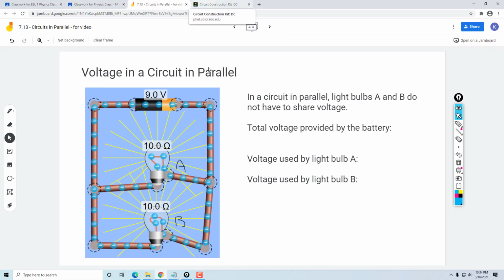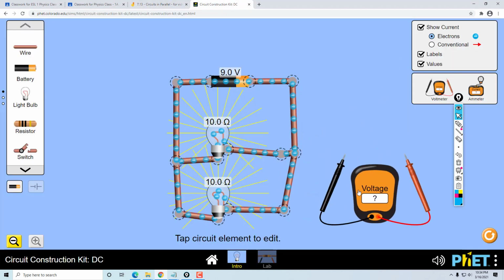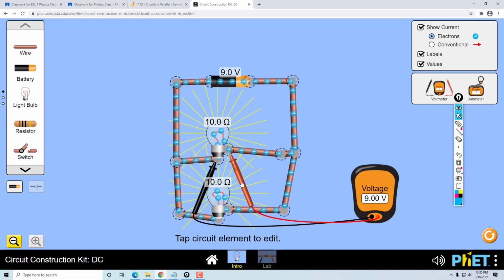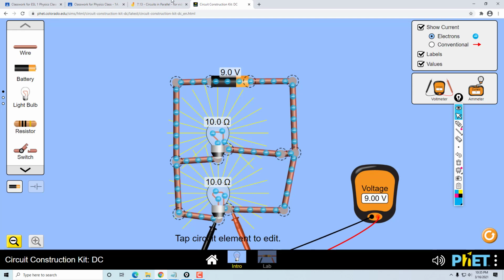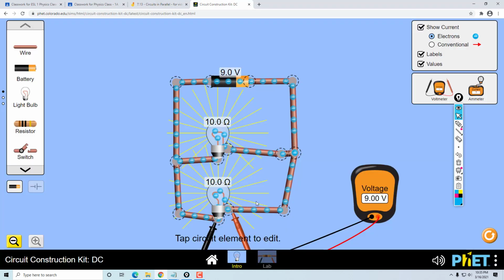So here we have a circuit with two light bulbs in parallel. The battery provides 9 volts. How much voltage does each light bulb use? Let's grab our voltmeter. And we see that the first light bulb uses all 9 volts, and the second light bulb uses all 9 volts. So both light bulbs use 9 volts. That's why light bulbs are brighter in parallel.